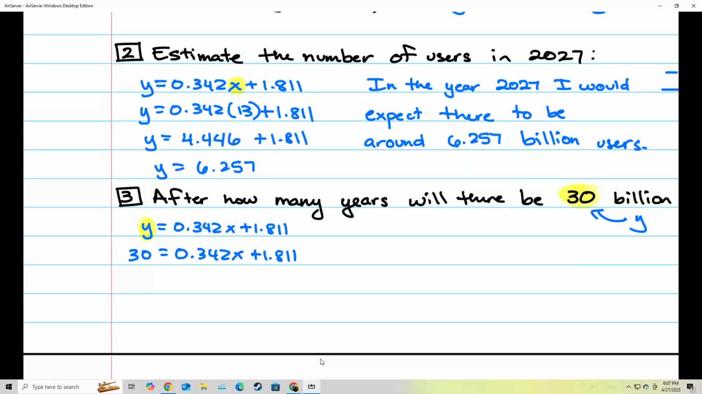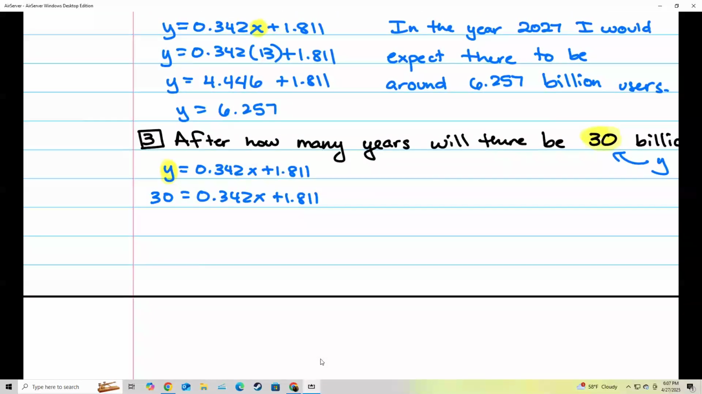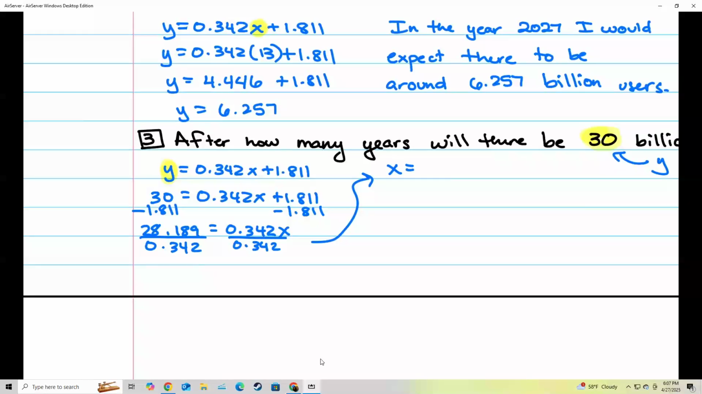0.342x plus 1.811. To solve for that x, we're going to undo what's being done to the x. It's being multiplied by 0.342 and added by 1.811. So I'm going to subtract 1.811 on both sides first. This should give me an ugly decimal. Let's see, 30 minus 1.811, and I get 28.189 is equal to 0.342x. And I'm going to divide that number by 0.342. And I get that x is equal to 82.423.